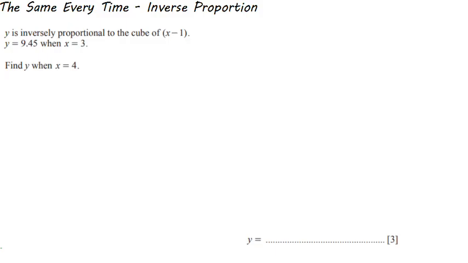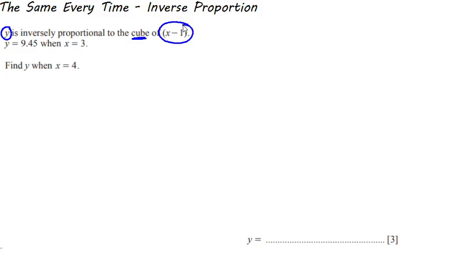The question is written deliberately in 3 lines. There are 3 things that we have to do. So the first thing is to read the first line, and we see the words inversely proportional, but we need to identify the 2 quantities. So y and then the cube of x minus 1.